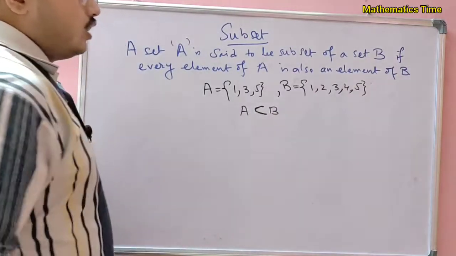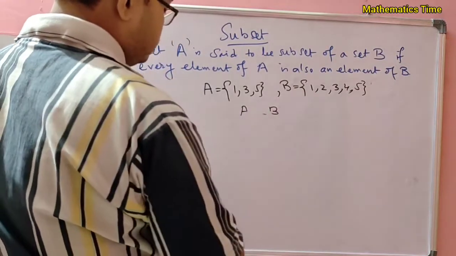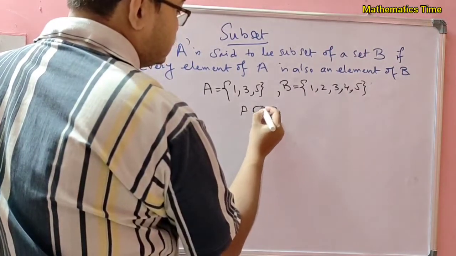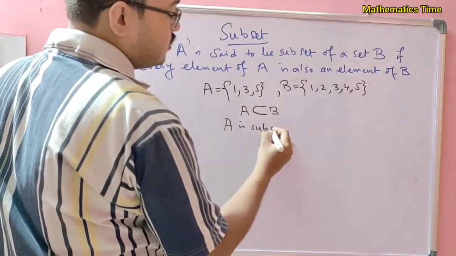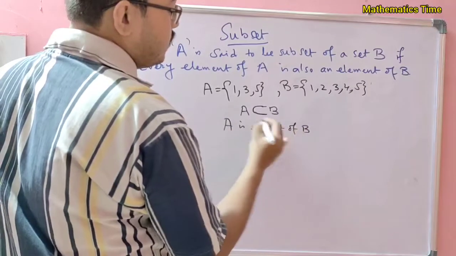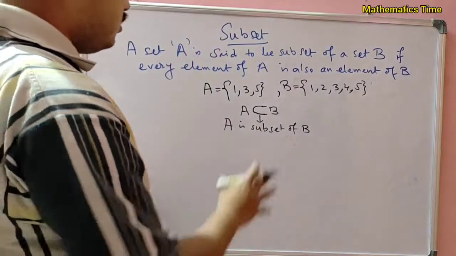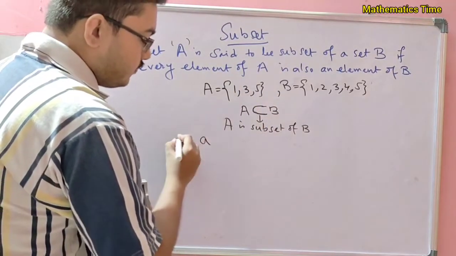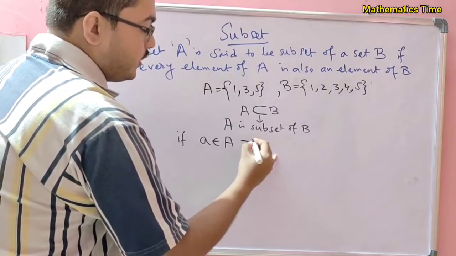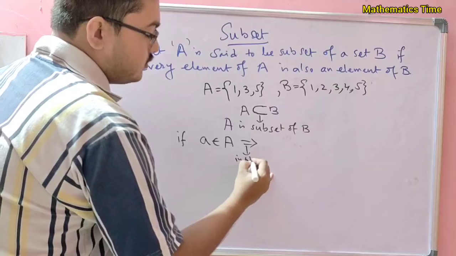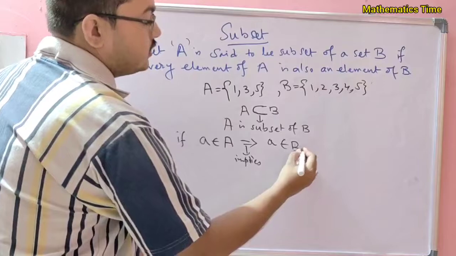Okay, not like this, this will be like this. This is the symbol, A is a subset of B. Okay, this symbol is called subset. So from this example we can write: if a belongs to A implies, this symbol means implies, a belongs to B, and this is the definition.